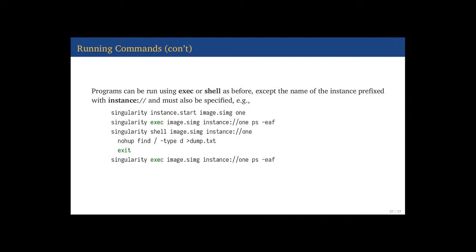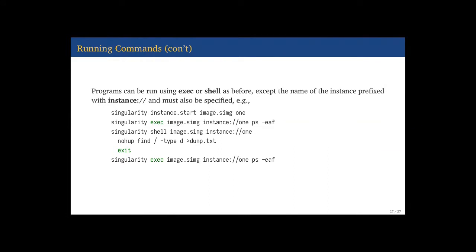You can have more than one instance running, and they can be doing different things. That's fine. The command I'm running is ps -eaf, which will show me all the processes running in that instance. The next line shows shell being used, and there I use nohup, so I run find on the system in the background, write everything to a dump.txt file, and then I exit out.